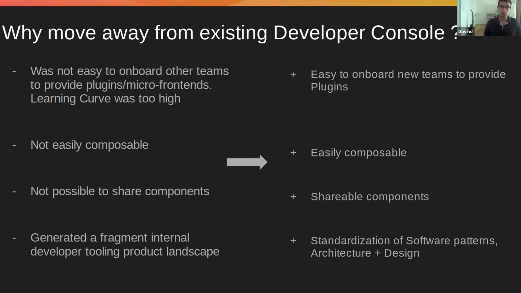So we decided to move away from the developer console in order to make it much easier for other teams to provide tooling. It should also be composable and shareable. Also, it would lead to a standardization of our patterns and architecture. For example, if we have new people who want to provide tooling, they don't have to sit around and try to figure out the best patterns for how to shape their software. You just have a template that you can copy paste and then make changes and you're good to go.